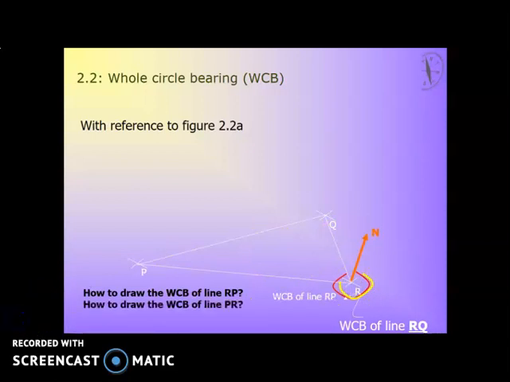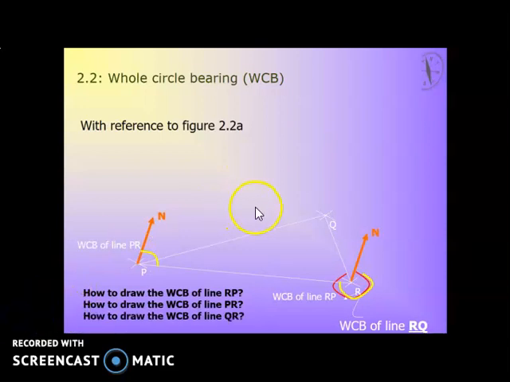How about the whole circle bearing of the line PR? So you start from P and you go towards R. So you need to draw the north at P. And then after that, you rotate in a clockwise direction from the north at P towards the line PR. And the whole circle bearing of the line PR will look like this.